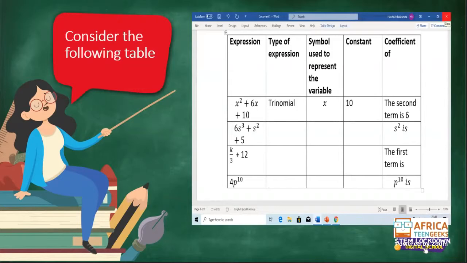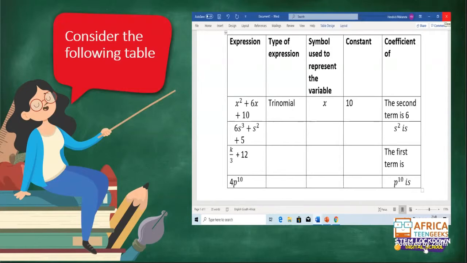Let's complete the table. Tino, you have the example there. Can you see the example, Tino? Yes, sir. Can you complete the first one here? What type of an expression is this? Okay, it's a trinomial, sir. The trinomial, sir. Why do you say it's a trinomial? Because it has 3 terms, sir. It's got 3 terms. Give me those terms.